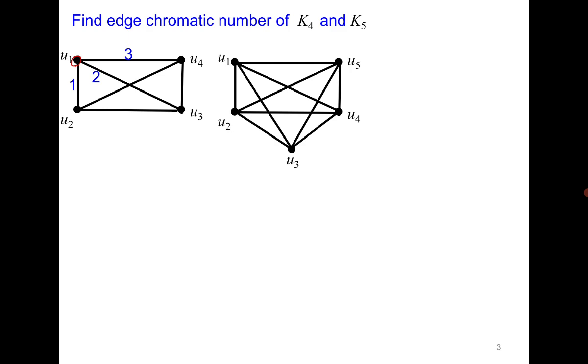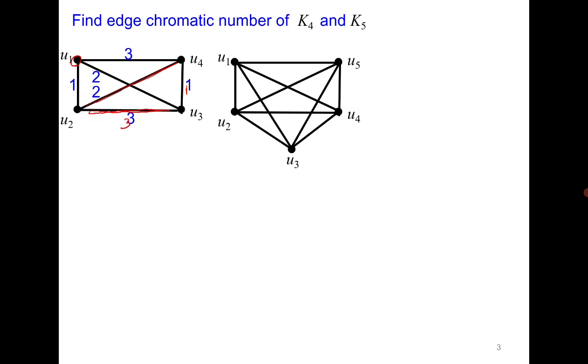So 1, 2, 3 is given, and then there are three more edges. We can look at them one by one. If you see this edge U2 to U4, it is adjacent to the edges with color 1 and 3 but not with color 2. So color 2 is given. If you see U2 to U5, then it is adjacent with 1 and 2 but not 3, and similarly 1 can be given here. So the edge chromatic number of K4 is 3.